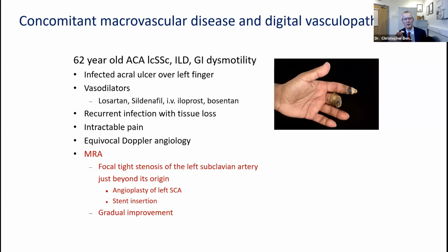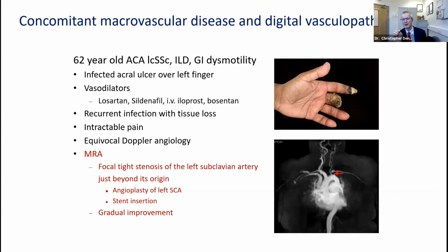And in fact, we therefore went on to do more imaging with arteriography and with MR angiography. And what we were able to show was that in fact there was a severe proximal stenosis on the left side, at the origin of the left subclavian artery. So we were seeing normal Doppler angiology more distally, but there was this very severe and tight proximal stenosis. So she underwent an angioplasty here and in fact had a stent insertion, and there was gradual improvement.